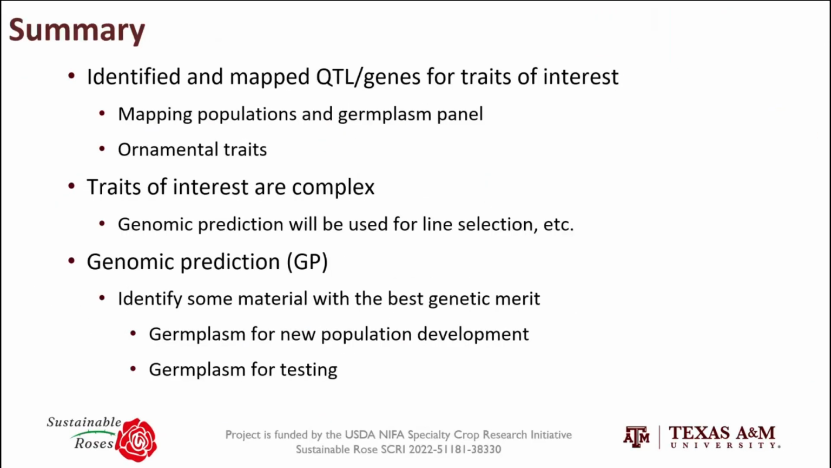This is my summary slide. So we are identifying a number of genes and QTL behind a number of traits. So disease resistance and sometimes ornamental. We've noted that the inheritance of those are more and more complex the more we look at them, and we're moving to find genomic prediction approaches to manage that complexity a little bit more effectively. We want to identify germplasm that has good genetic merit for breeding. We could also use the same approach to promote material for testing down the line.